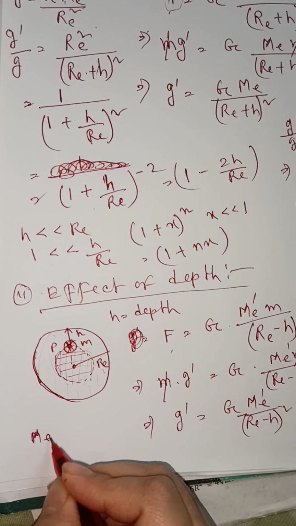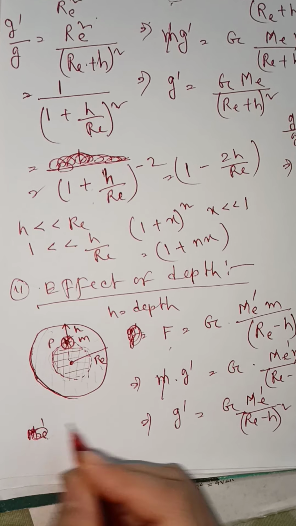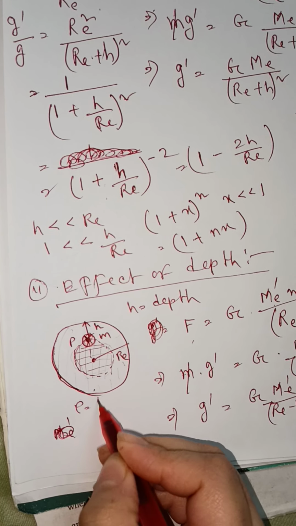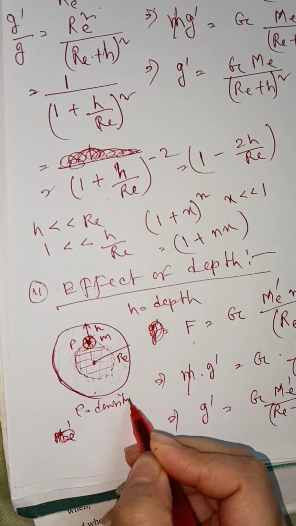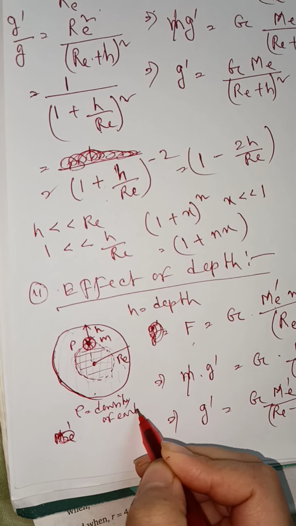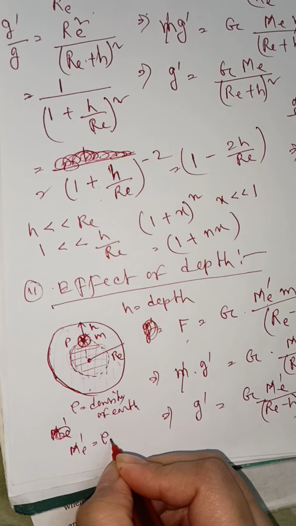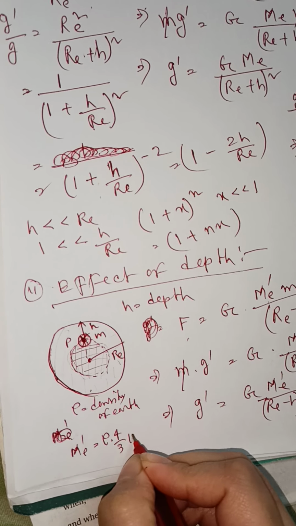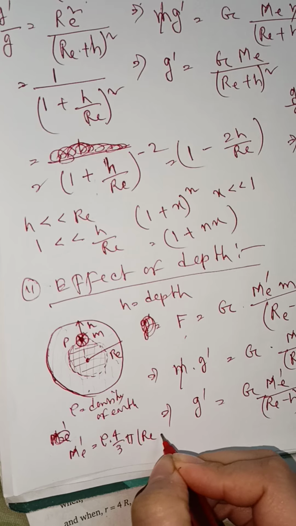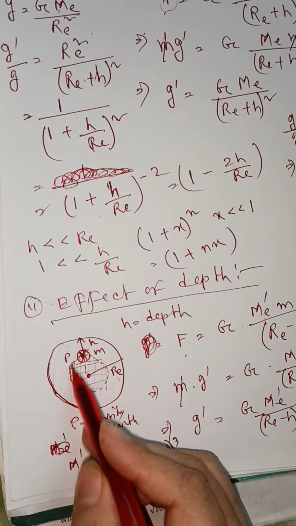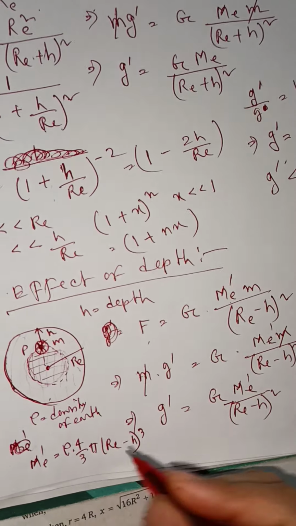What about ME dashed? Just look at here. If rho is the density of earth, rho equals density of earth. Now ME dashed equals rho into 4 by 3 pi (RE minus H) whole cube, because this is the radius of this shell, right?